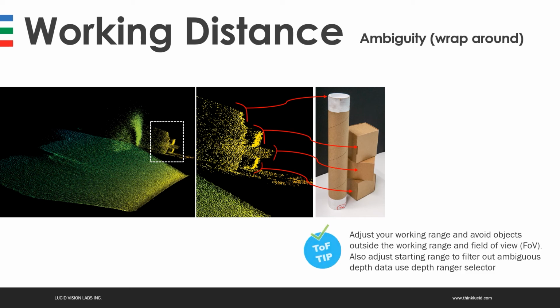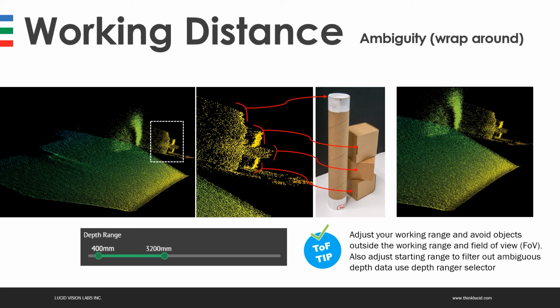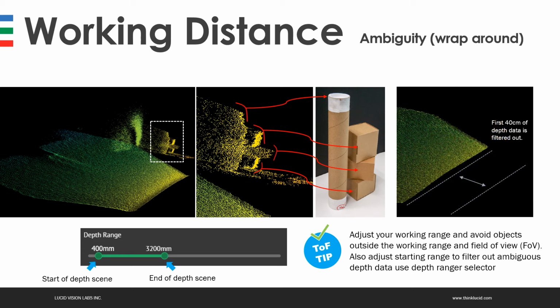But if that's not possible for your application and you're still getting wrapped around objects, the Helios offers the ability to fine-tune the depth distance range. Here's a cropped screenshot of our depth range selector in our Arena View software, with the scene being set to show only points starting at 400 millimeters and ending at 3200 millimeters. So any points, including ambiguous points showing up before 400 millimeters, will be filtered out.